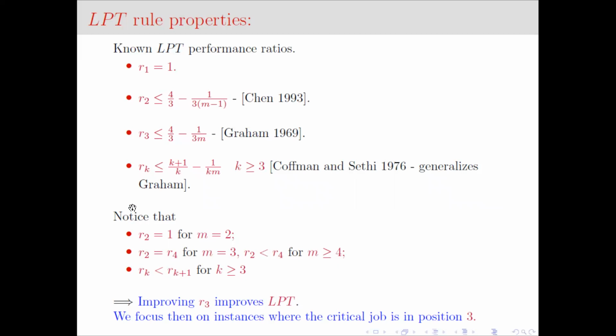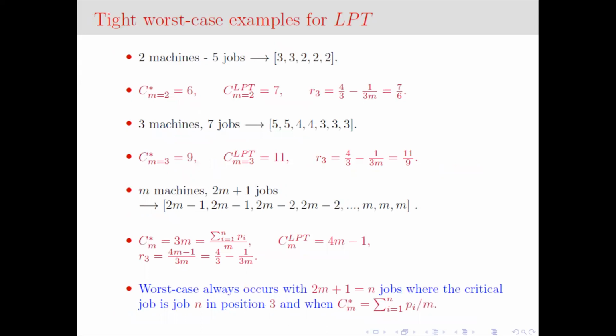All these results are slightly better. So our goal is what is written here below in blue: if we manage to improve R3, then we improve LPT. To find a better solution for LPT, we just need to focus on instances where the critical job is in position 3. And indeed, all the typical worst case examples are of this type.